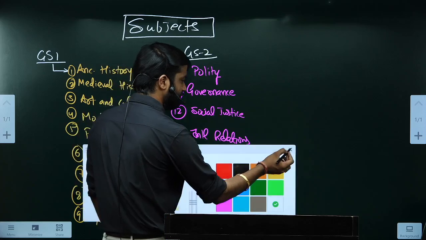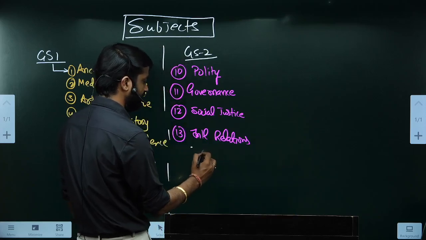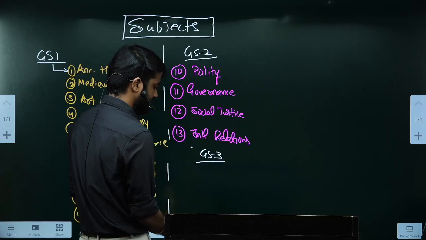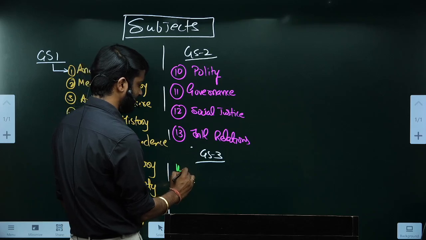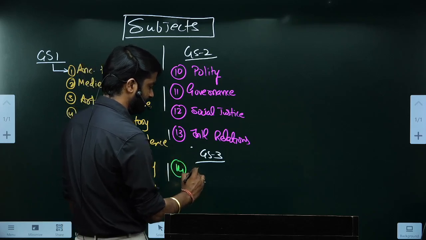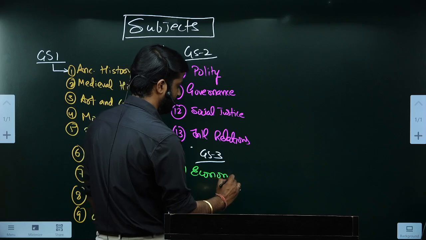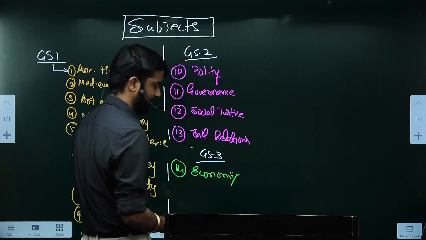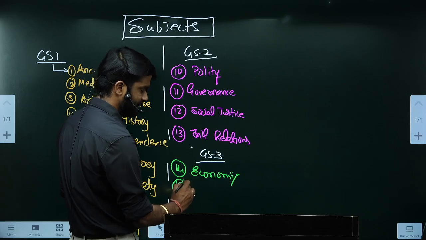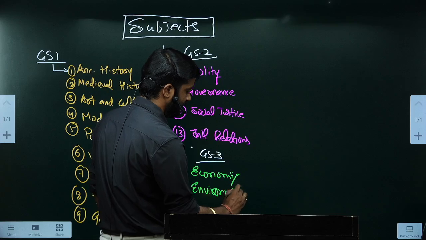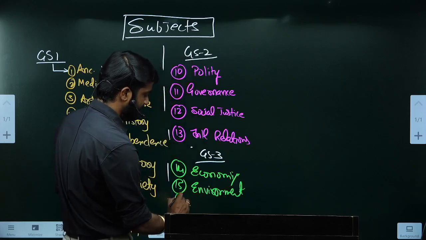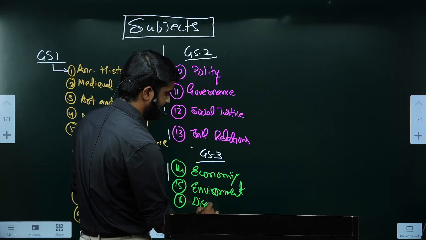Now let me jump to GS3. When I talk about GS3, the first and foremost subject which should come into your mind, I'm writing it in simple language, is economy. Not using economic development, etc. I'm writing economy. Then the next subject which you have to prepare is environment and ecology. The next subject is disaster management.